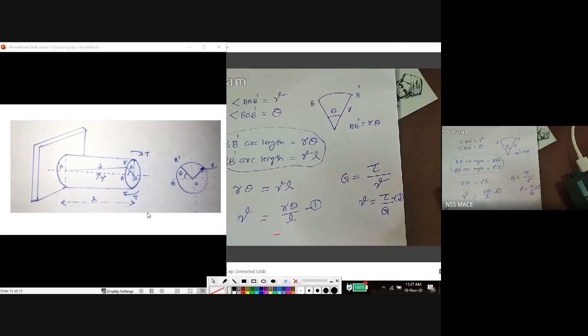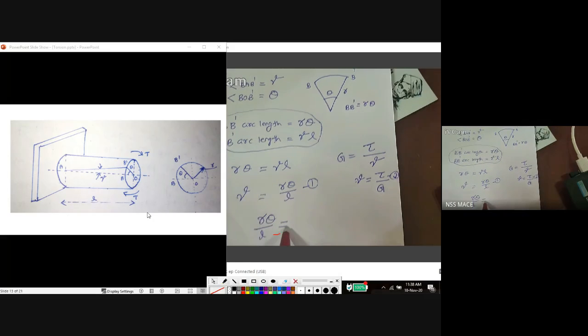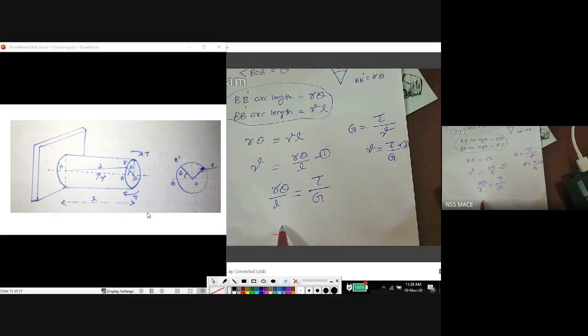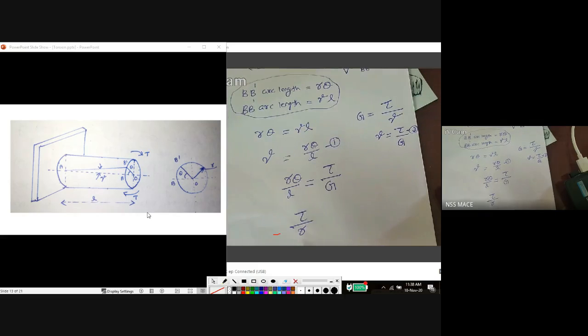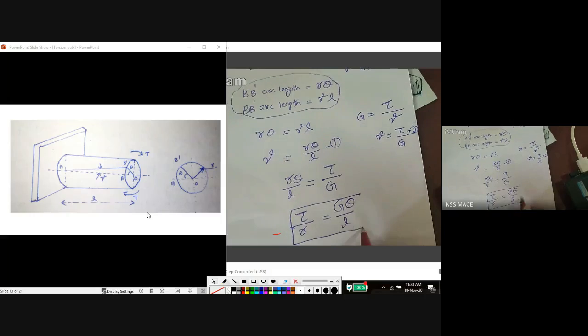So in equations number 1 and 2, both are gamma, so we can equate the right hand sides. R theta by L is equal to tau by G. From this we can write tau by R is equal to G theta by L. We got a relationship between different parameters. What are the different values?